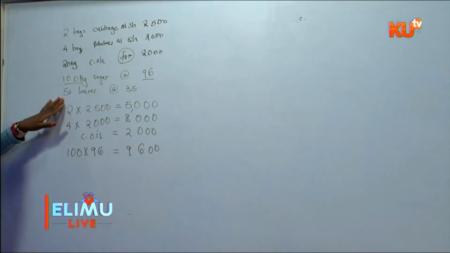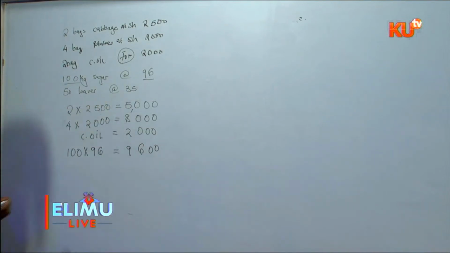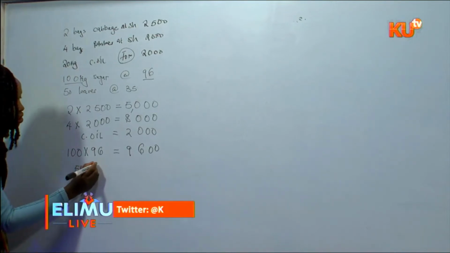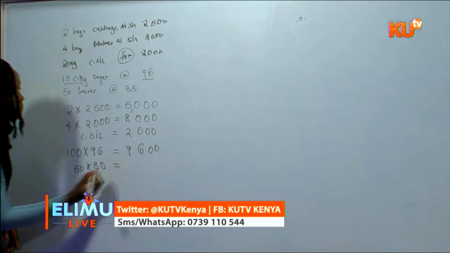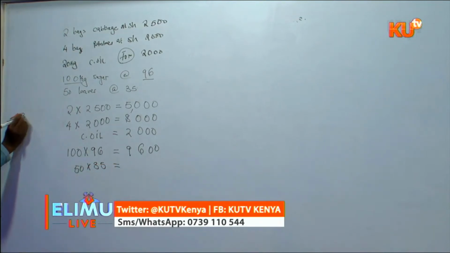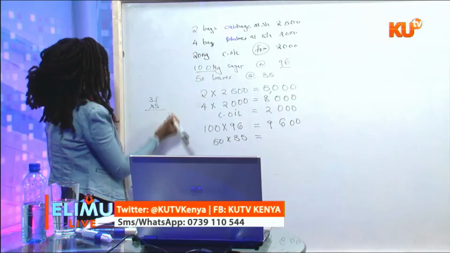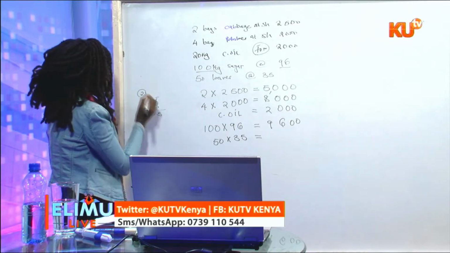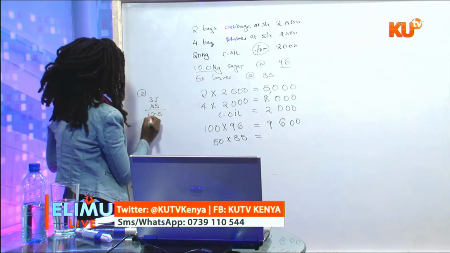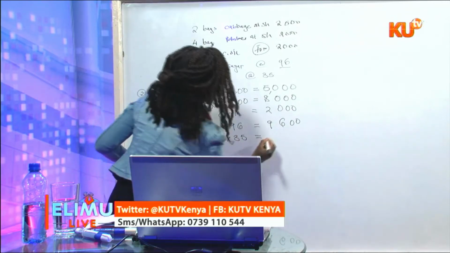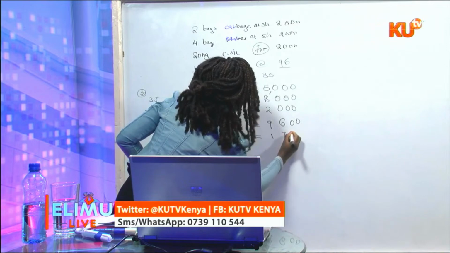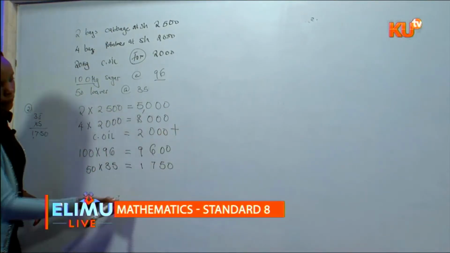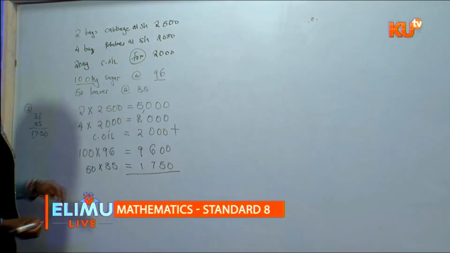And then 50 loaves of bread at 35 shillings each. So 50, the number of loaves, times the cost of 1 loaf of bread. So we take 35 times 5. We get 25, carry 2, 15, 17. So we get 1,750 shillings. Then from there we get the total.